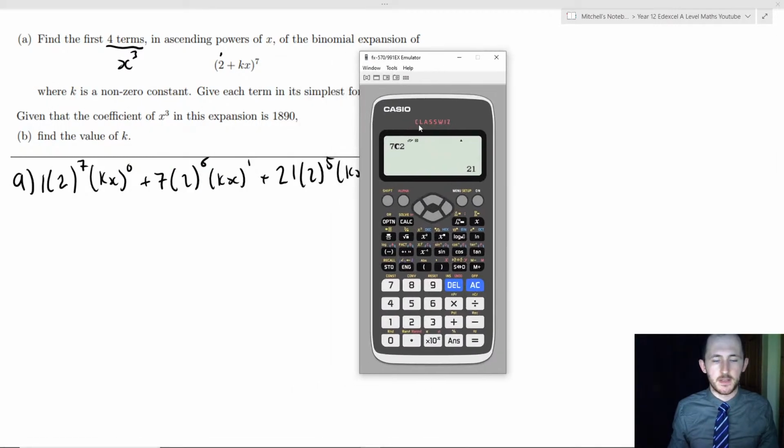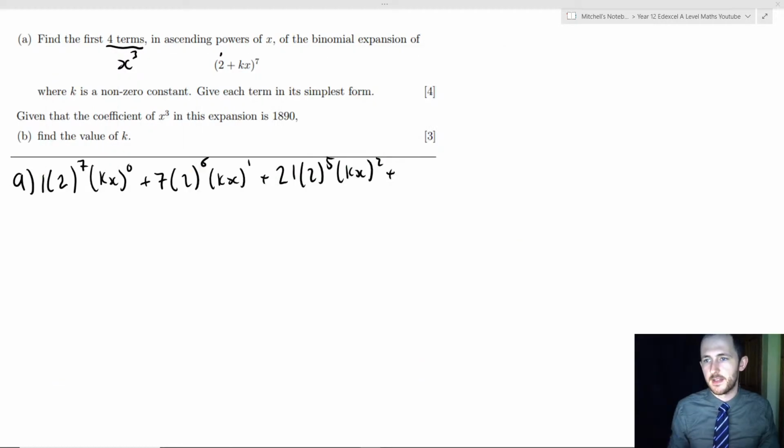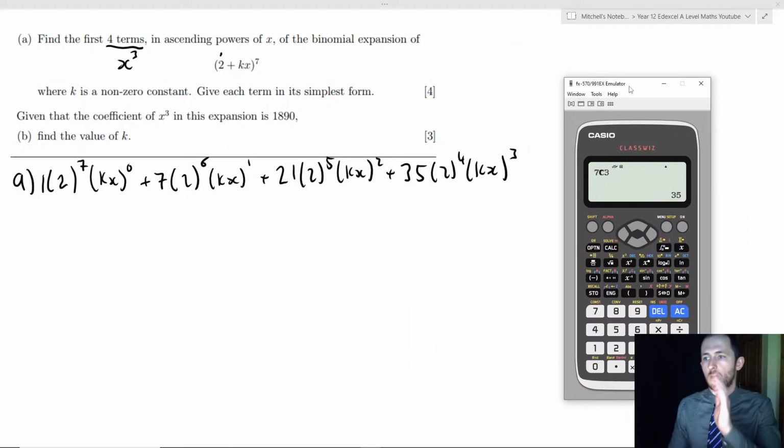What do you do for the next one? Well, use the nCr button to find out what we're doing. That's 35. And then I reduce the power of the 2, increase the power of the x. It is that simple. You could go on and expand the whole bracket if you wanted to. That's as easy as it is. Okay? But now we need to actually work out what these values are.